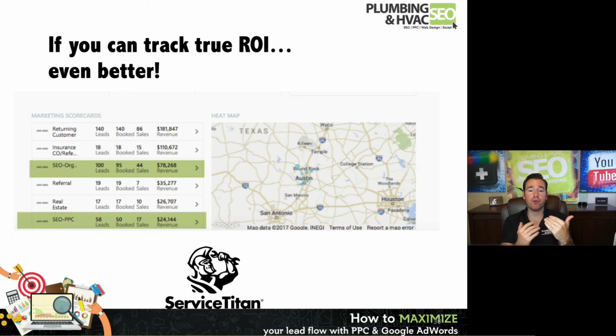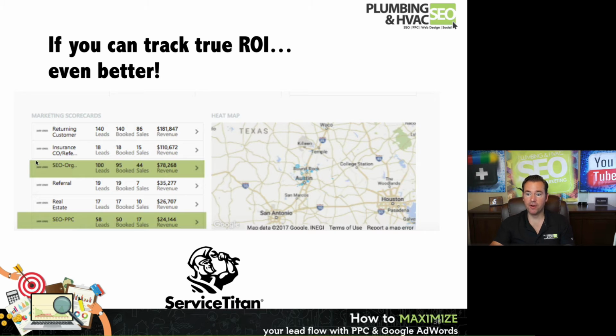And the way we do it for our clients that use ServiceTitan is just set ring two numbers. So our pay-per-click line will ring right into a ServiceTitan tracking number. And then assuming you use the platform correctly, you should be able to say, okay, this is how many leads we generated. This is how many jobs we booked. This is how much revenue we actually generated, right?